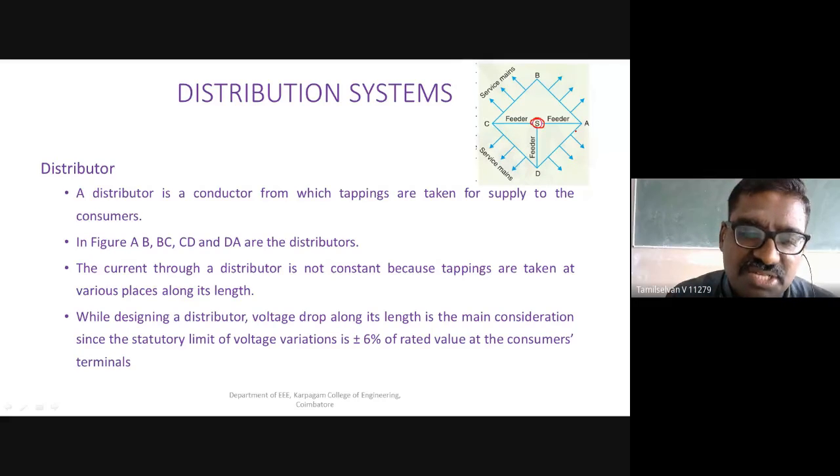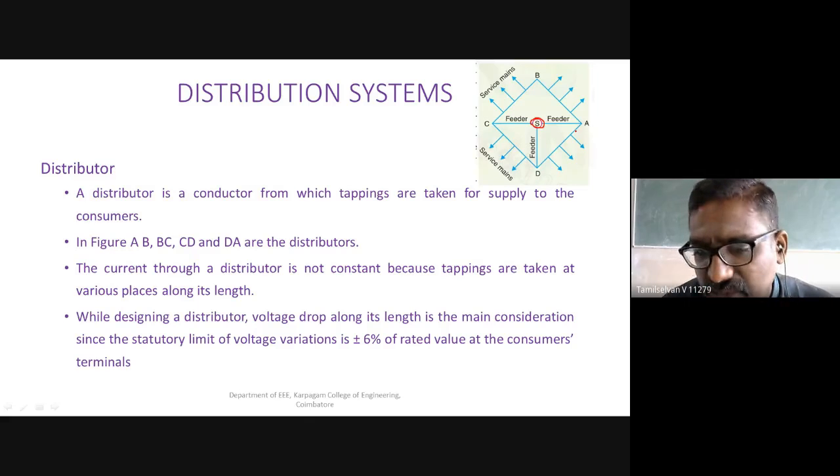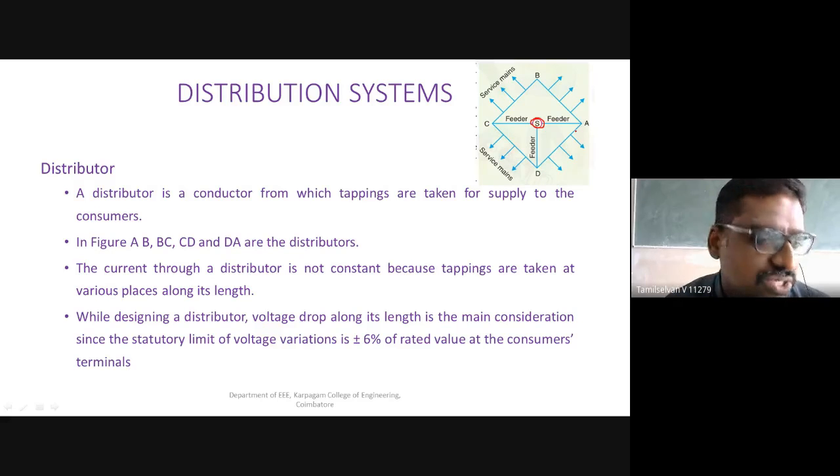As a statutory limit of voltage variation, it is allowed to vary plus or minus 6%. Plus or minus 6% is the allowable limit to vary. There is a standard limit, and within that we have to maintain constant voltages.